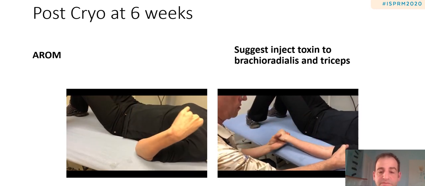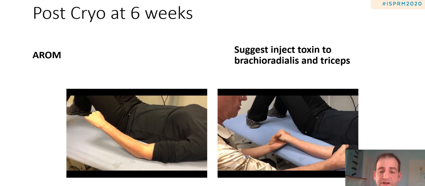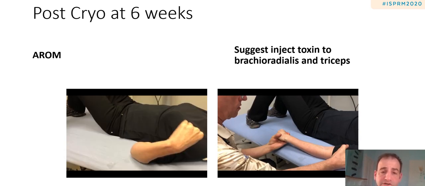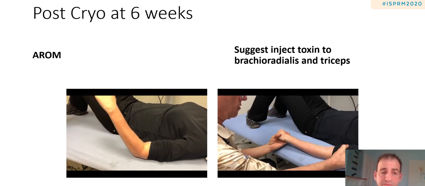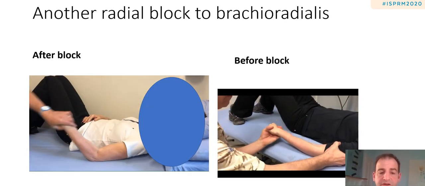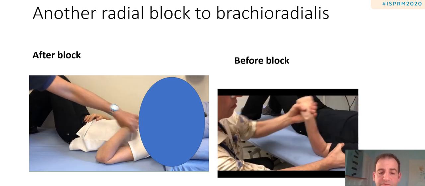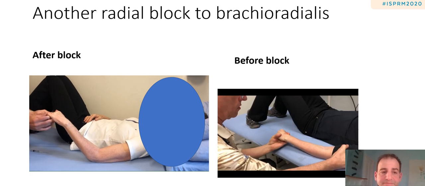It's much looser. We can feel a lot of resistance in her triceps. There's also some resistance in her brachioradialis. And our instructions to her treating physiatrist is to inject those muscles with botulinum toxin. And indeed, when she came in, I did a radial nerve block to brachioradialis, and you can see how much looser she is. So she likes that.